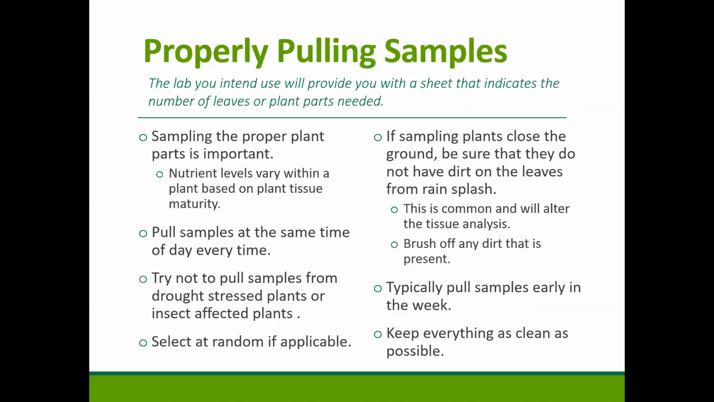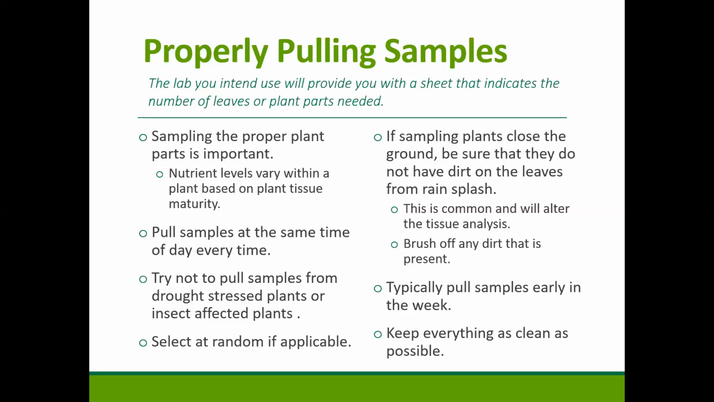If sampling is plants close to the ground, you also want to make sure you don't have dirt on the leaves from rain splash. This is a pretty common problem, and it can alter the tissue analysis, basically because the dirt has mineral content, and it's going to create an issue where you could have some altered mineral results in your tissue sample. So definitely, if you do have to sample plant tissue that's close to the ground, be sure to try to brush off well any dirt that's there.